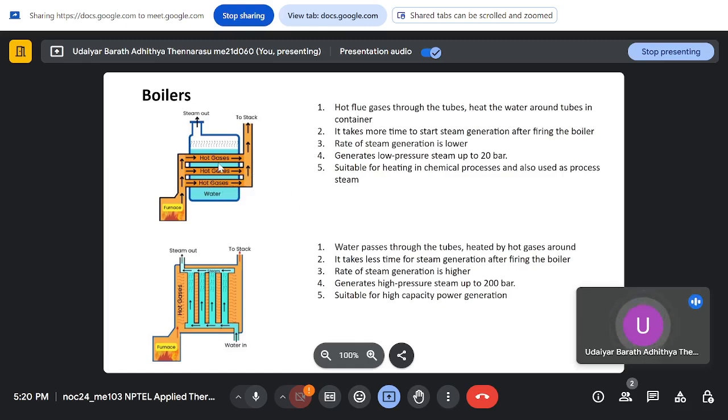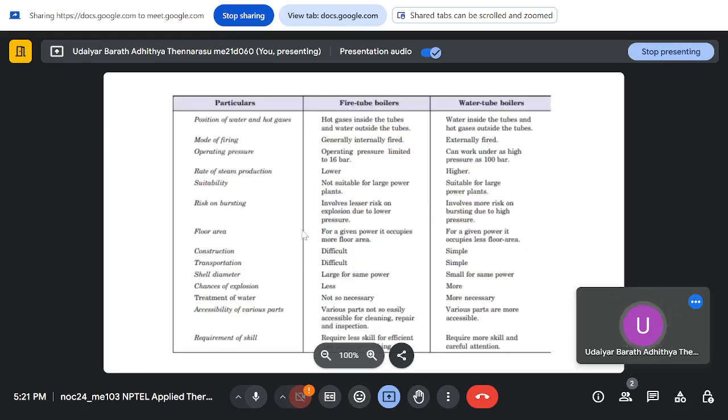This is generally used in cases where you have heating in chemical processes, and also where process steam is required. In the water tube boiler, the hot flue gas goes outside the tubes and water is passed inside the tubes. Here the disadvantages of the above case become advantages. You have high steam generation and you can generate high pressure steam. It takes very little time, so it is suitable for high capacity power generation.